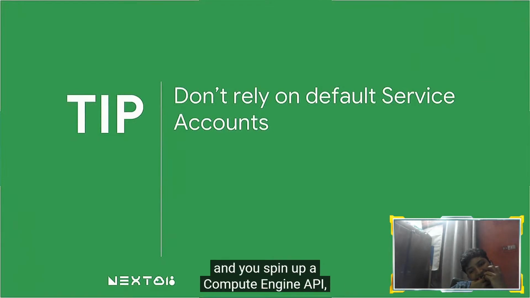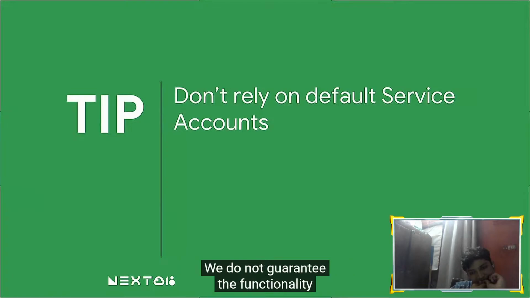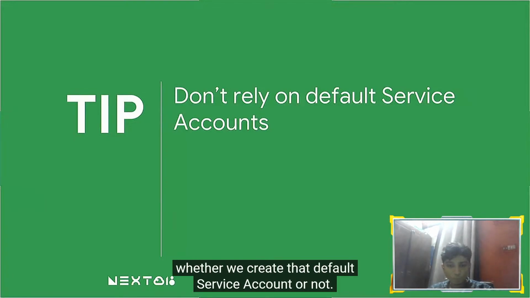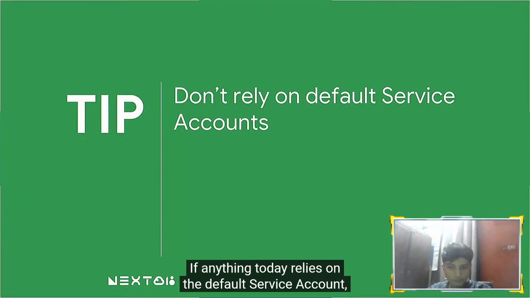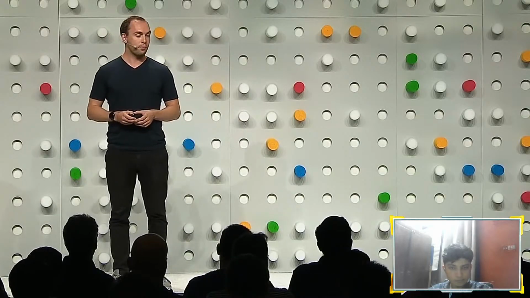So whenever you create a new project and you spin up a compute engine API, it'll create you a default service account that's really useful for testing and development. We do not guarantee the functionality of that service account, the roles and scopes it might have. We also don't guarantee it might exist in the future, whether we create that default service account or not. If anything today relies on the default service account, you should immediately stop using it and transition to custom service accounts that you can control, because there may be a breaking change.